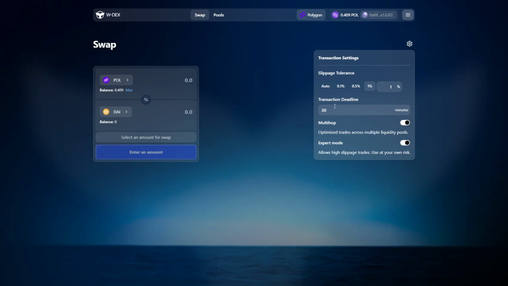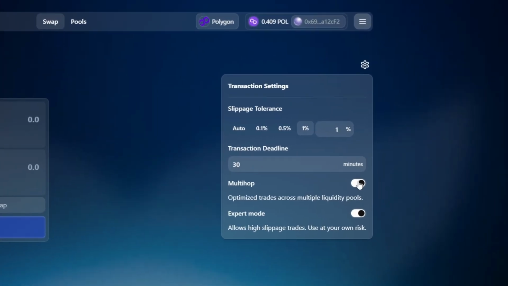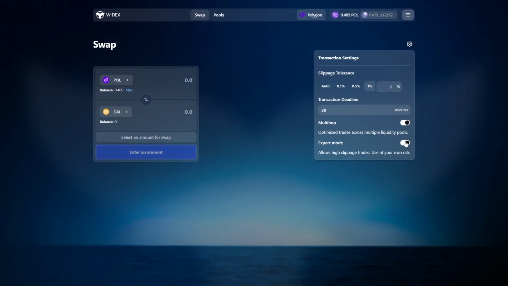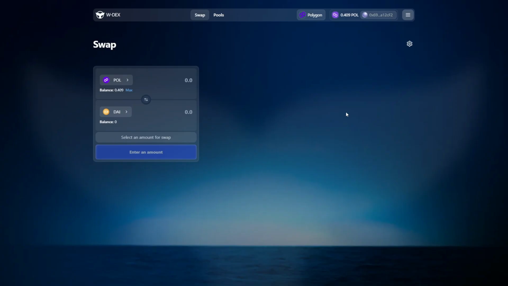In addition to the previously mentioned features, you can also enable the Multihop function in expert mode. Multihop is used when the token you want to exchange isn't available in a direct pool. In such cases, the system automatically routes your swap through several intermediate tokens from other pools to complete the transaction. Expert mode is intended for more advanced users who require manual control over transaction parameters. Now that we've thoroughly reviewed the swap functionality, let's explore liquidity pools.